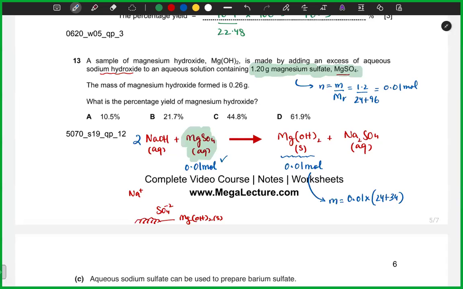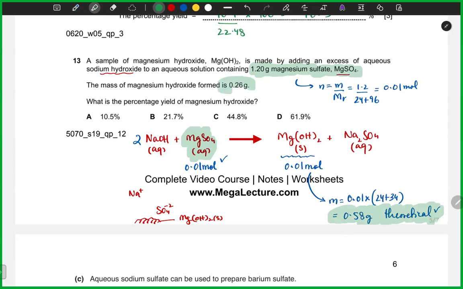So I need to multiply that by 24 plus 34. So I'm getting 0.58 grams. So remember, this is my theoretical output. This is theoretical, that's what my calculator is giving me. And let's highlight, okay, that's theoretical, right?